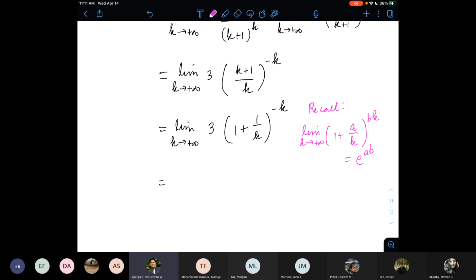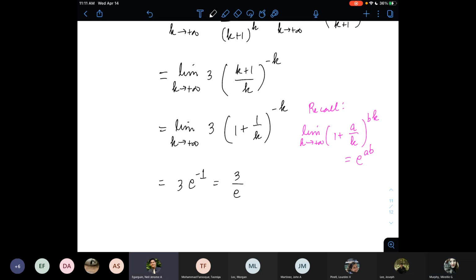So the limit will become 3 times e to the power of 1 times -1, so it's going to be -1. Essentially, this is 3 over e. If you're able to get an answer out of it, does that mean it converges? Not exactly, because you need to compare it with 1. It's just because it's asking if it converges or diverges.